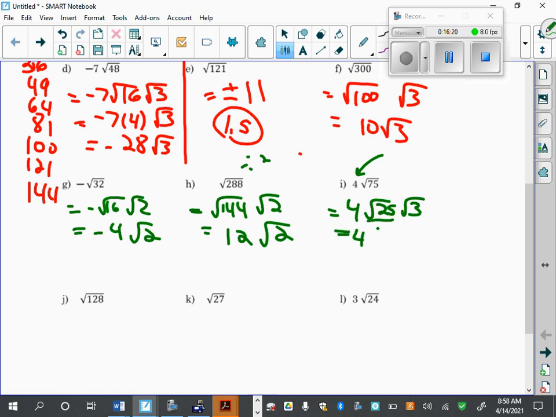Square root of 25 is 5. And don't lose the 4. Sometimes I see the answer as 5 radical 3, and someone just lost the 4, but you didn't do half your work, so you kind of lose half your marks.